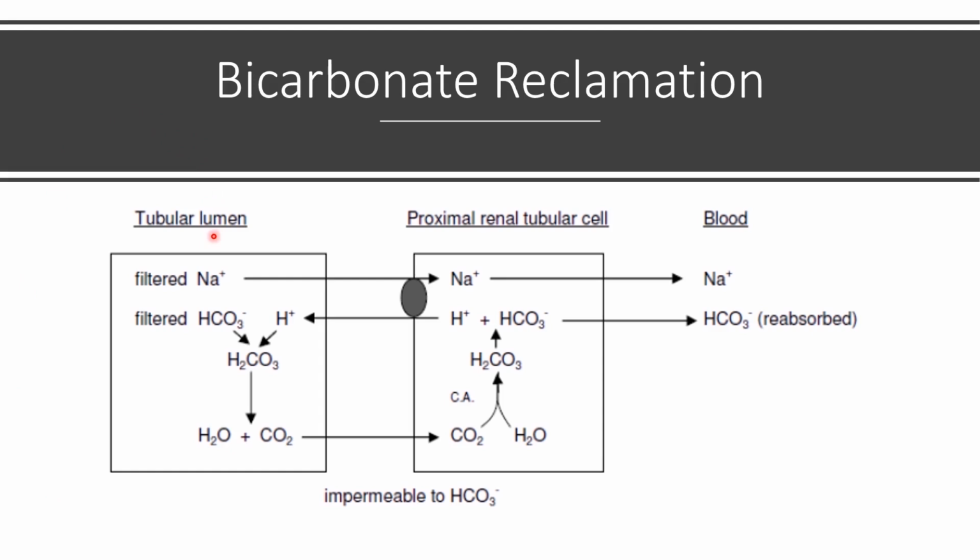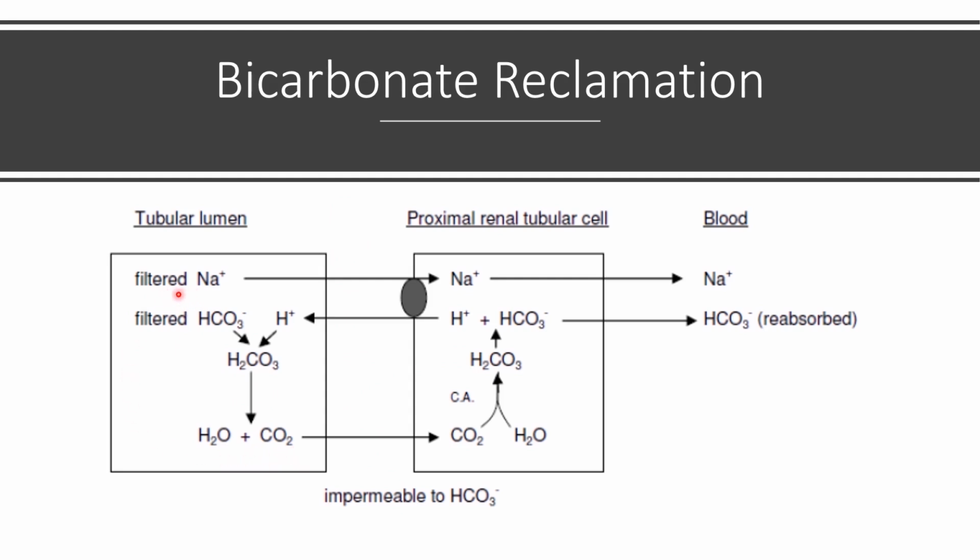So, this is the tubular lumen. After glomerular filtration, all the glomerular filtrate passes through the tubular lumen, and bicarbonate is one of the components of glomerular filtrate. However, because the membrane is not permeable to bicarbonate, the filtered bicarbonate on its own cannot be reabsorbed into the renal tubular cell. Now, bicarbonate has to be broken down into carbon dioxide by this reaction.